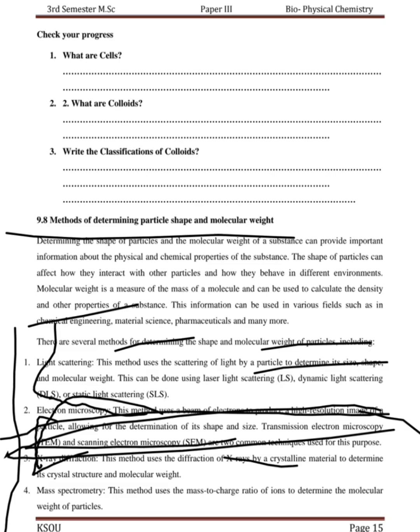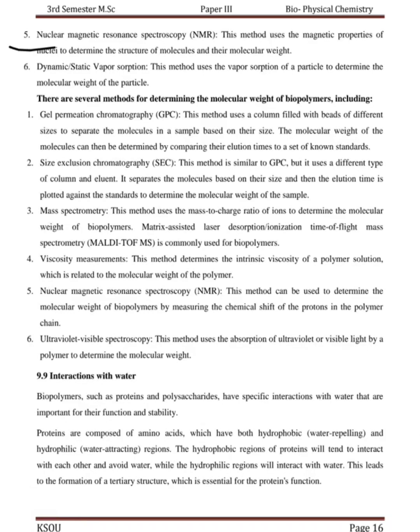And also mass spectrometry, the method is used for the mass to charge ratio of ions to determine the molecular weight. To determine molecular weight, we are going to use mass spectrometry. And another method we are going to use is the NMR technique, to determine the structure of the molecule and their molecular weight. It can be determined.